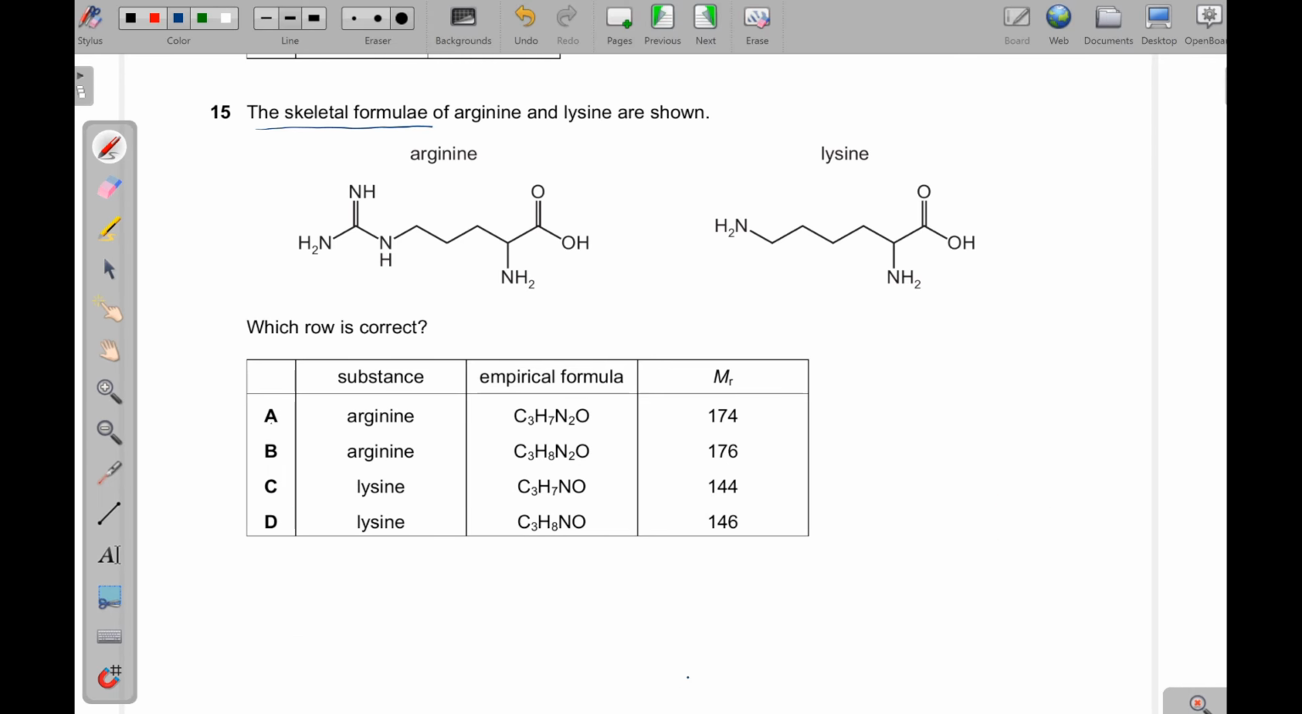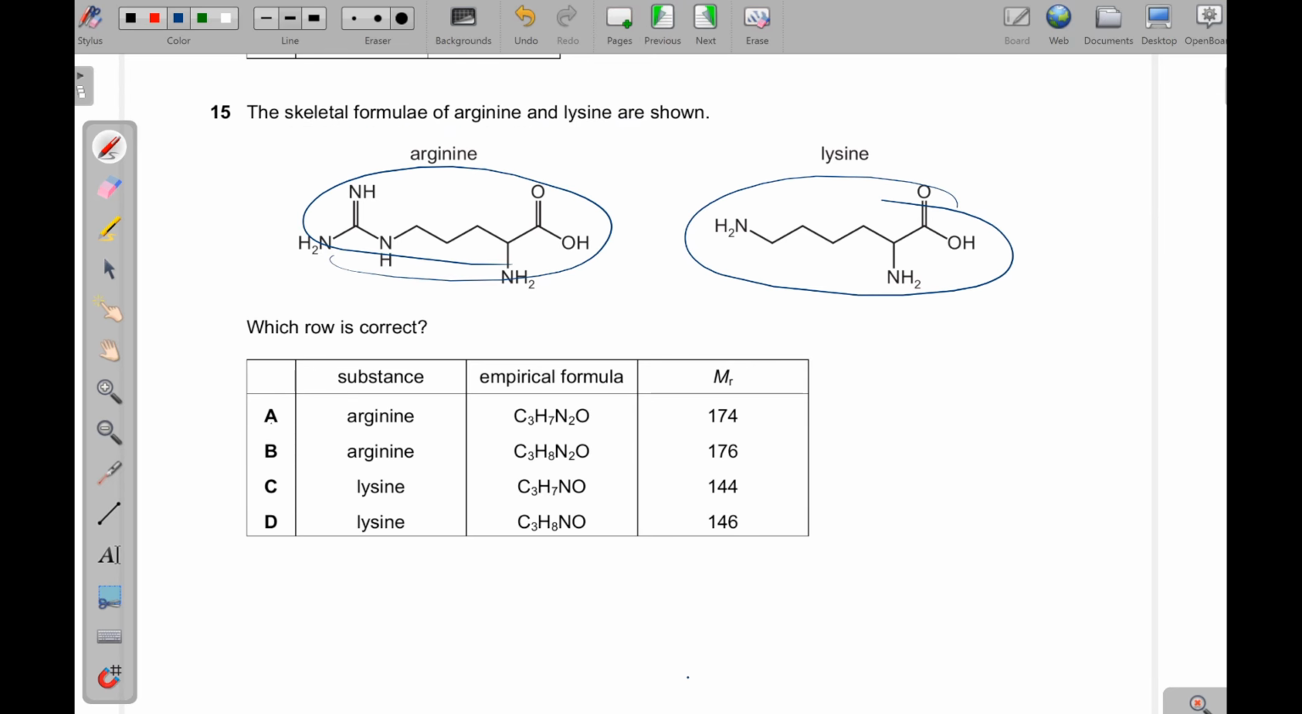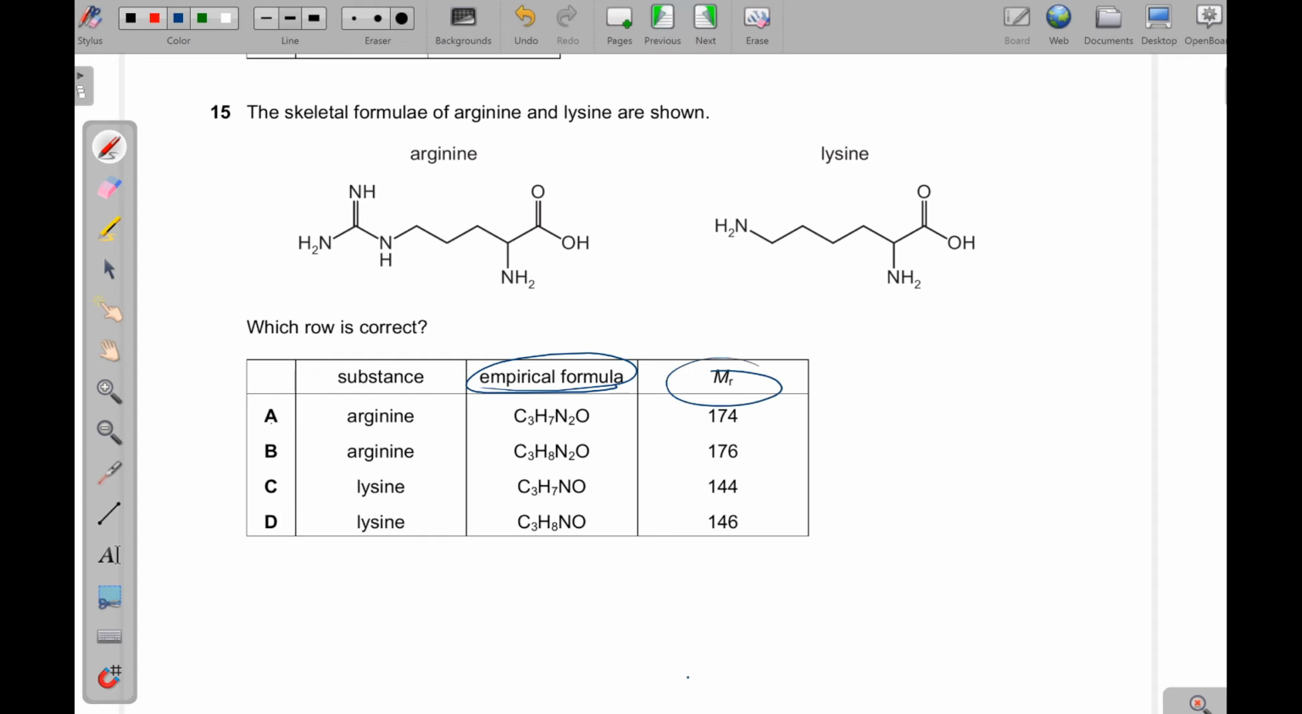Question 15. The skeletal formulae of arginine and lysine are shown. So this is the one for arginine and then the lysine here. Which row is correct? And looking through the options, they want us to find the empirical formula and then the molecular formula. So let's go to the one of arginine.